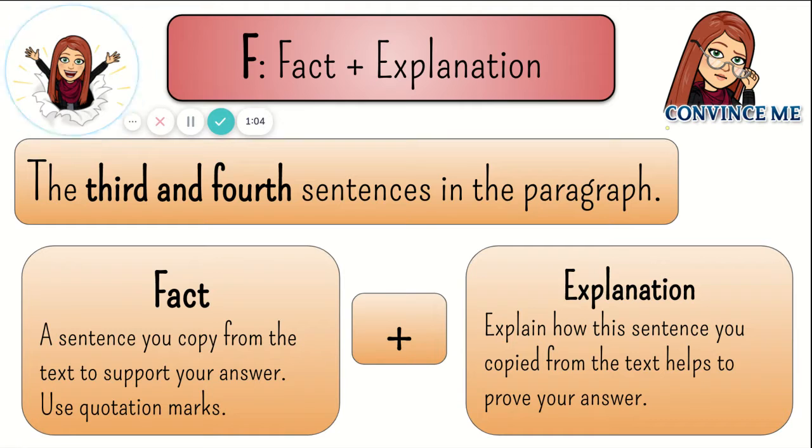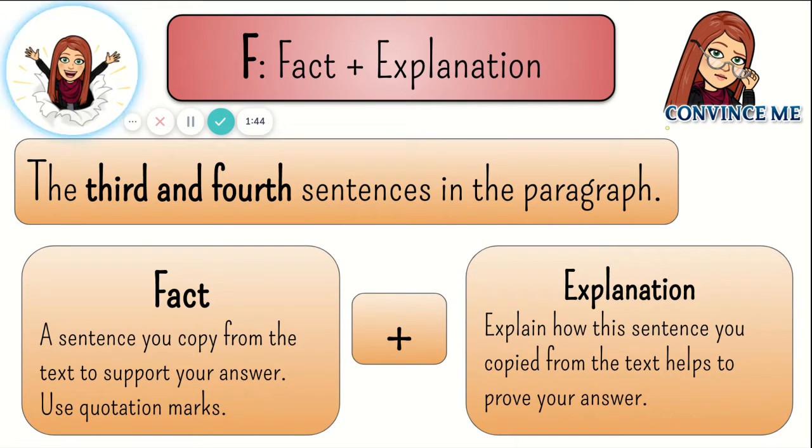F stands for fact and explanation. The first F sentences are the third and fourth sentences in our paragraph. This is two pieces. Sentence 3 is our fact. A fact is a sentence that you copy from the text to support your answer. You use quotation marks around this sentence to indicate to the reader that this is a sentence you've taken from another author. Once you have your sentence, then you write an explanation. In this explanation sentence, you explain how the sentence you copied from the text helps to prove your answer.